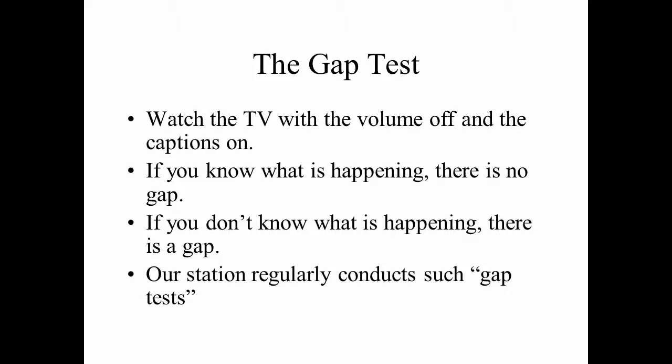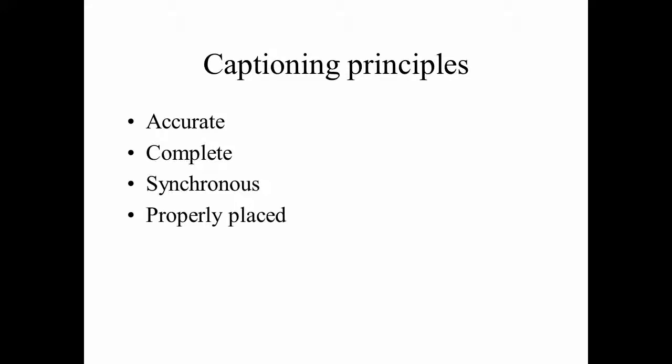The FCC rules on captioning require that captions meet these principles. The captions must be accurate. They must accurately represent what is being said. They must be complete. Again, no gaps. They must be synchronous. The captions must appear at the same time or near the same time that the information is being said, and the captions must be placed properly on screen.